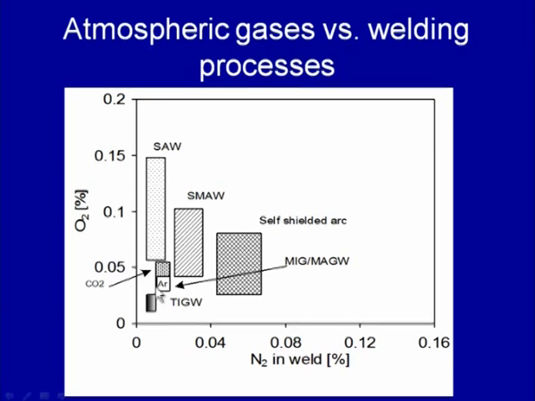Another welding process is the gas metal or metal active gas welding process, or metal inert gas welding process, depending upon the kind of shielding gas used. If we see here, when CO2, carbon dioxide, is used as a shielding gas, we call it the metal active gas welding process, and when argon is used, we call it the metal inert gas welding process.